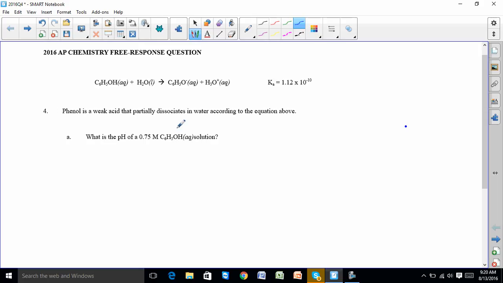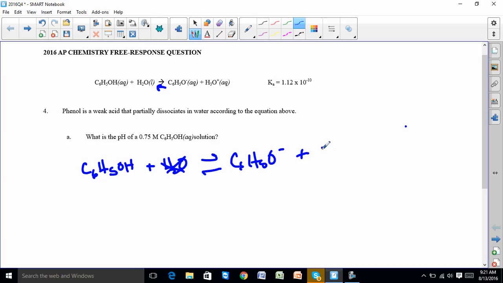Okay, so what is the pH? This is a weak acid, and actually I probably typed this wrong. It's a weak acid, so it goes to equilibrium. It should have double arrows there. So what I'm going to do down here is C6H5OH plus H2O liquid, which isn't going to get used, and then we have C6H5O minus plus H3O plus.